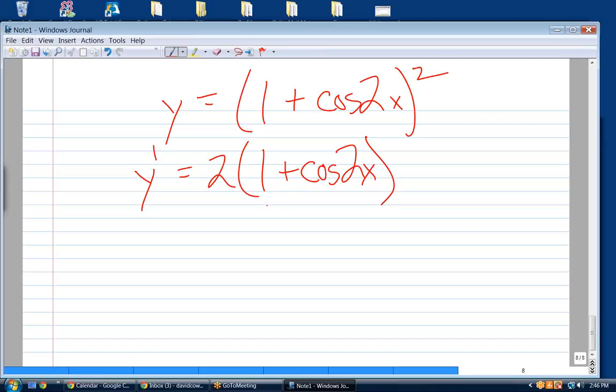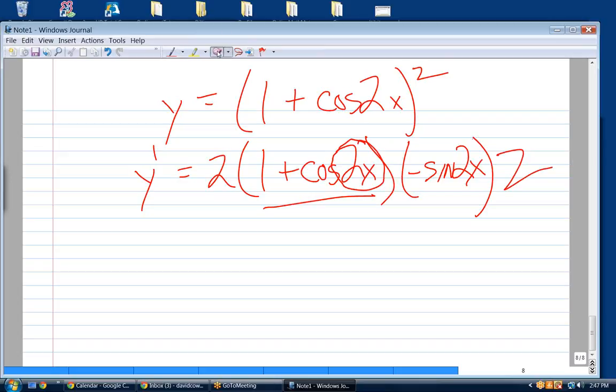What's the derivative of this inside? The 1 goes away, so just negative sine of 2x. Correct. And now one more inside is the derivative of that inside, which is 2. And there's your answer. It's just a matter of determining the insides. And usually, well, let's do some more.